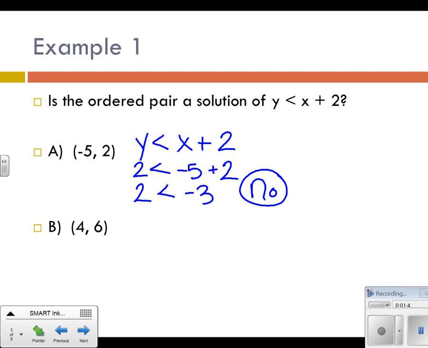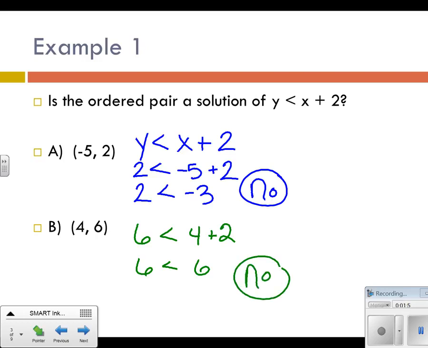If we try 4, 6 in that same inequality, the y, 6, is less than x, which is 4, plus 2, and we see that we get 6 is less than 6. We know 6 is not less than 6, so no. However, if this would have been 6 is less than or equal to 6, then we would have said yes. But it wasn't the case, so no.